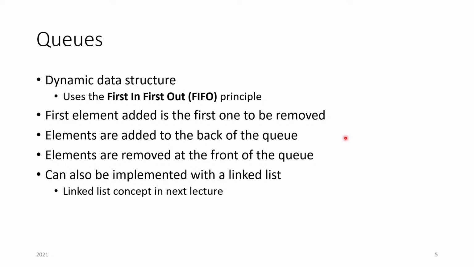Any new elements to be added to the queue are always added at the end, or the back, of the queue, and elements that are to be removed will be at the top, or the front, of the queue. Queues can also be implemented using a linked list structure, which we're going to see in our next lecture: what actually is a linked list. We actually did this in year one programming, so we're also going to revisit it.